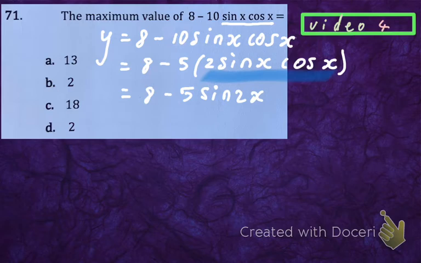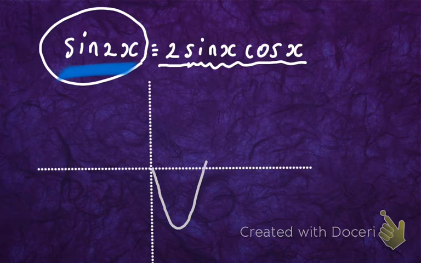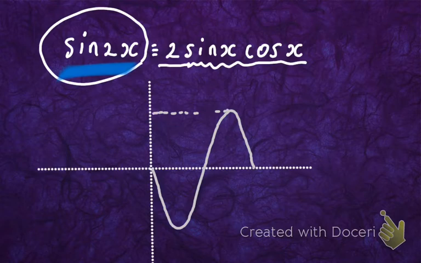We're first just going to look at minus 5 sine 2x. And once we've sketched the graph of minus 5 sine 2x, we then simply add the positive 8, which is going to be a vertical shift to the graph. Alright, so the graph of minus 5 sine 2x would look like that. It would have a maximum value of 5. It would have a minimum value of minus 5.